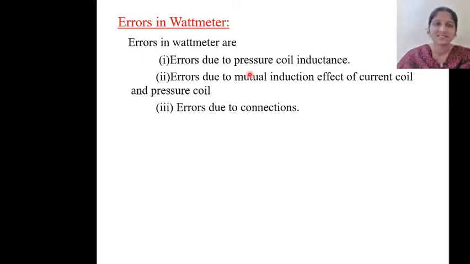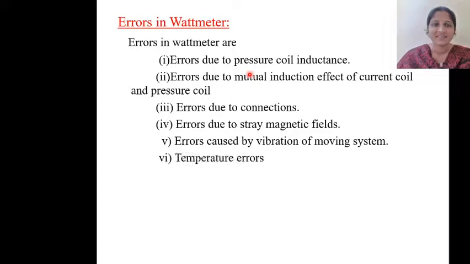Due to the connections, that is MLCV connections, improper connection will also cause the error. And errors due to stray magnetic fields. Magnetic fields will also cause error. And errors caused by the vibration of the moving system. If the moving system is vibrating, that is the machine is vibrating, then also error will be produced. And next one, temperature errors. Due to the environment temperature, some amount of error will be produced.